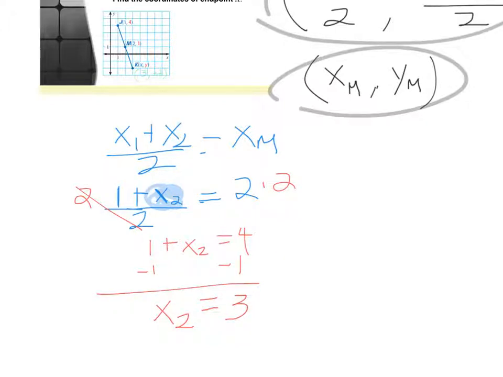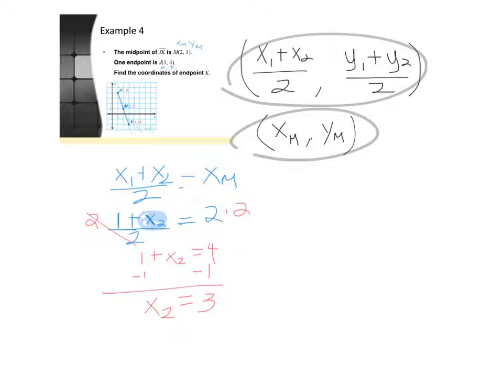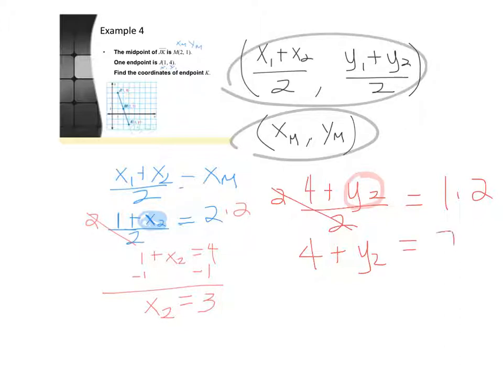Now I have to repeat the same process for the y. So again, I'm going to go back up. My y1 is 4. I don't know y2. It's divided by 2, and the y of the midpoint they gave me is 1. Again, I need to isolate the y2. So first thing I'm going to do is get rid of the denominator, and I'm going to multiply both sides by 2 to get it to cancel. Then I get 4 plus y2 equals 2. Then I subtract 4 from both sides, and y2 is equal to -2.